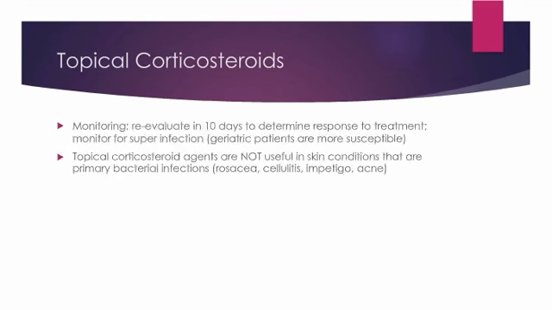One of the other reasons that we monitor or reevaluate patients is to make sure that we're not causing superinfections. Geriatric patients are more susceptible to superinfections, and that's when we've suppressed one portion of the skin so much that we allow other issues to kind of come to a head or be created. Topical corticosteroid agents are not useful in skin conditions that are primarily bacterial infections like rosacea, cellulitis, impetigo, or acne. So that's just food for thought because sometimes these things can look similar, but we need to know what we're treating so that we pick the best agent.